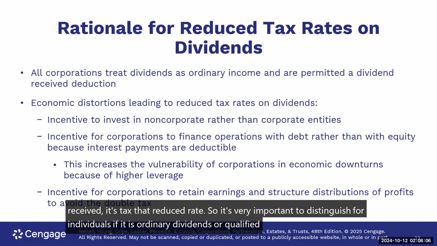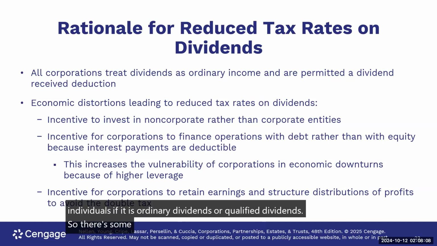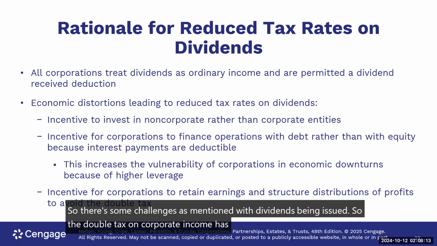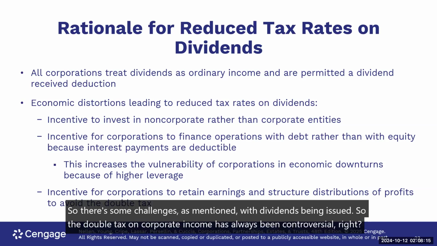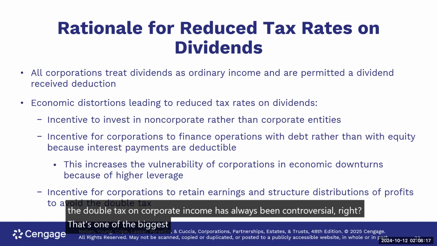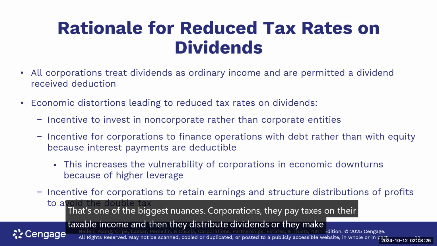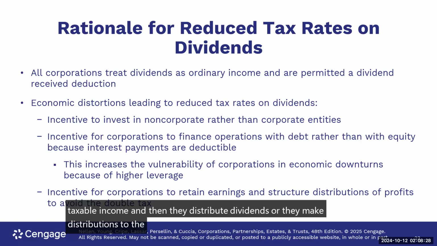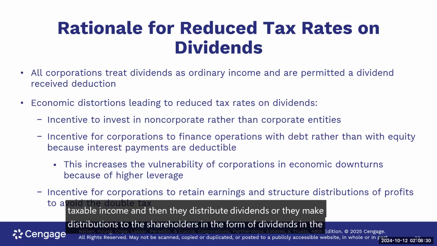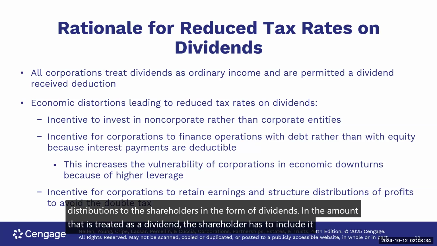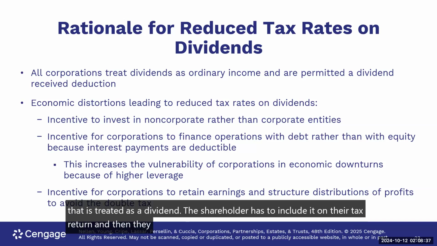So there are some challenges, as mentioned, with dividends being issued. The double tax on corporate income has always been controversial, right? That's one of the biggest nuances. Corporations pay taxes on their taxable income, and then they distribute dividends, or they make distributions to the shareholders in the form of dividends. In the amount that is treated as a dividend, the shareholder has to include it on their tax return, and then they also pay taxes on it.